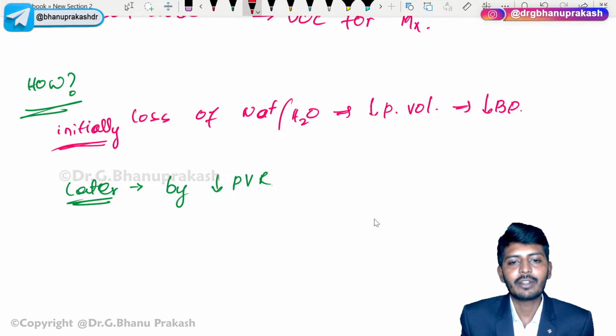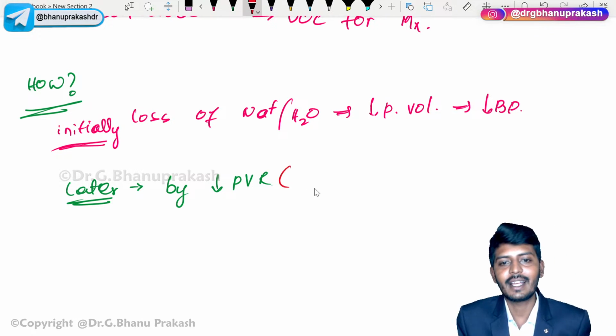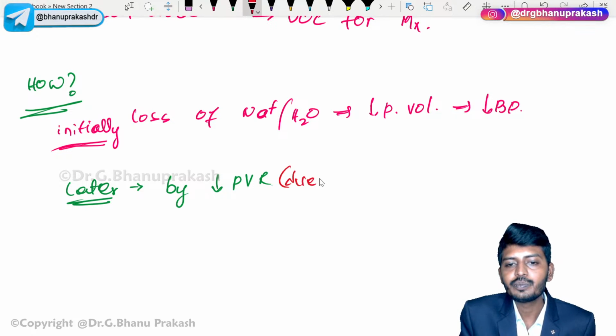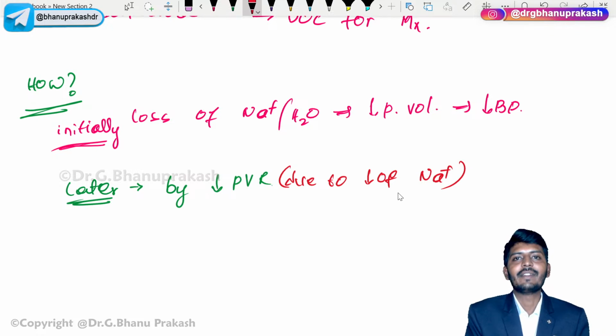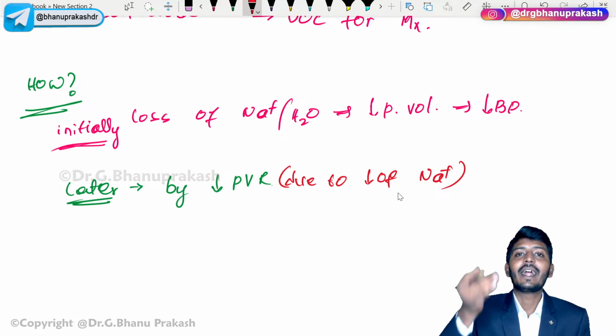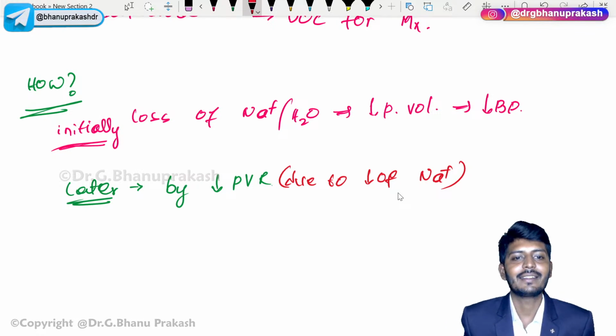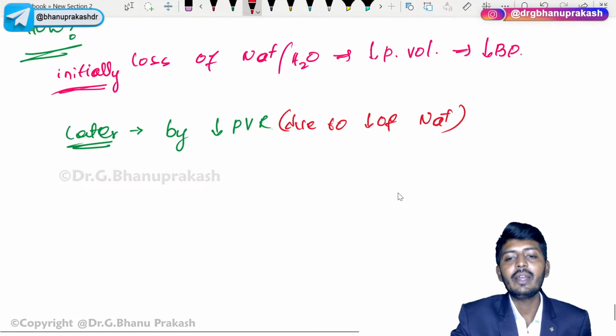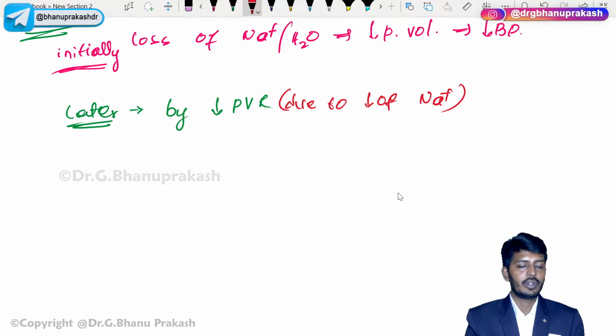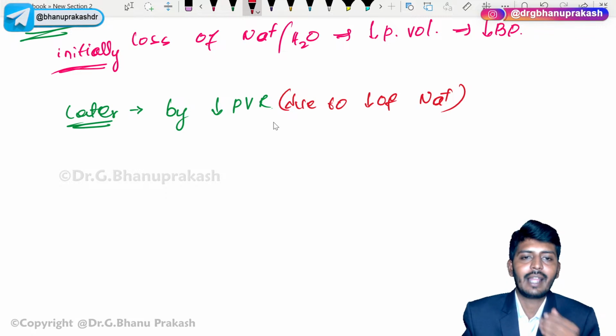So if peripheral vascular resistance is decreased, how exactly will it decrease? Due to decrease of sodium. Remember, if there is a lesser amount of sodium, that will decrease the elasticity of the blood vessel. So that is the mechanism by which BP is being reduced. So this is the story of your thiazides.